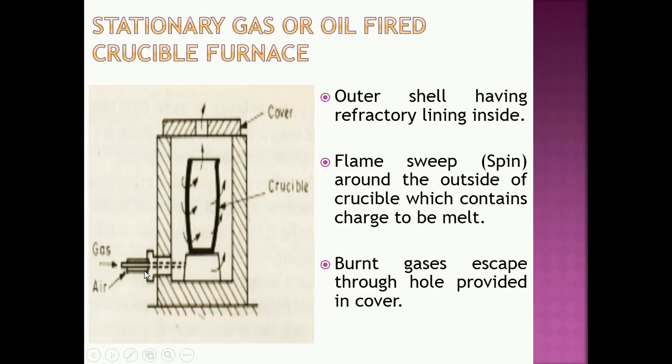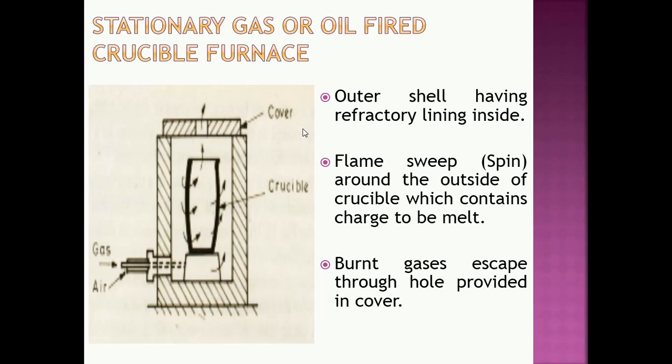Here gas or oil as a fuel comes inside this furnace. Burning is carried out, and forced draft is provided so that the heated gas swirls around the surface of the crucible. Burnt gases escape through the hole provided in the cover. After complete motion of this heated gas around the surface of the crucible, they escape to the environment through the cover. This is the stationary gas or oil fired crucible furnace.